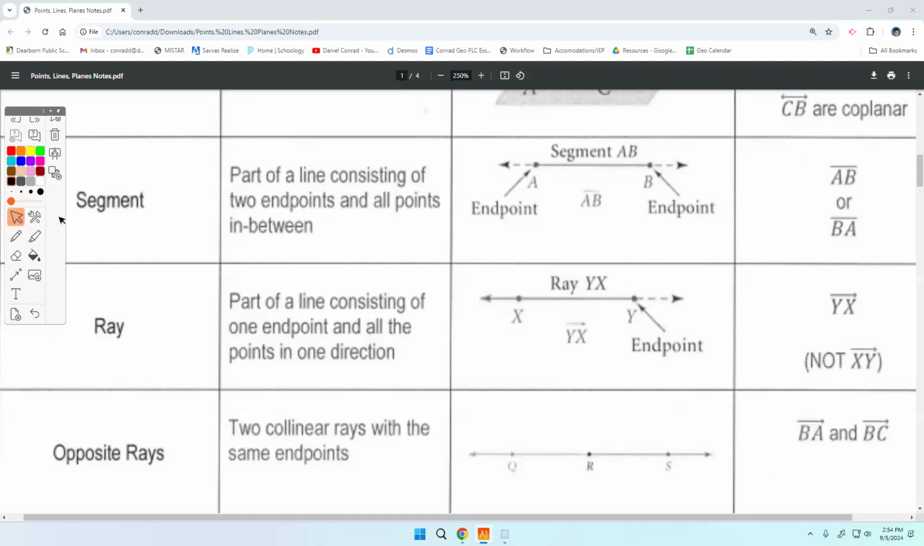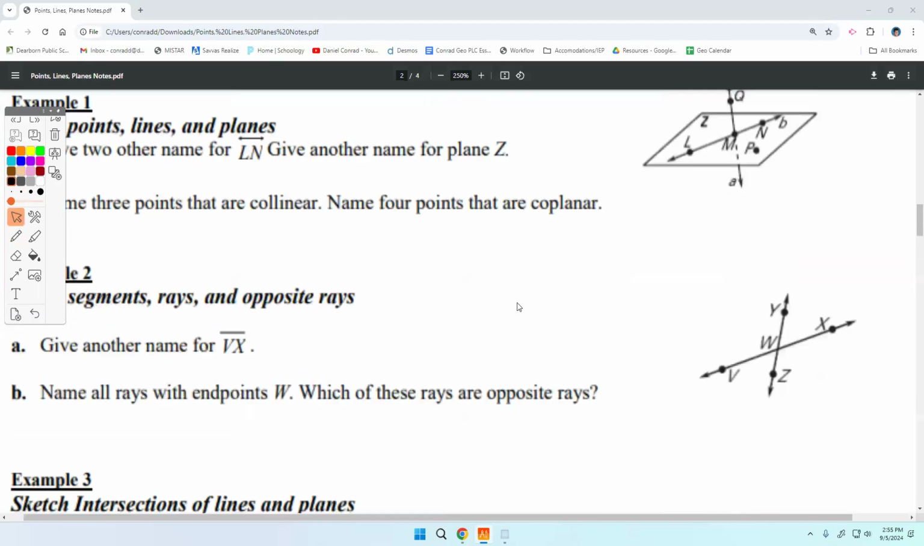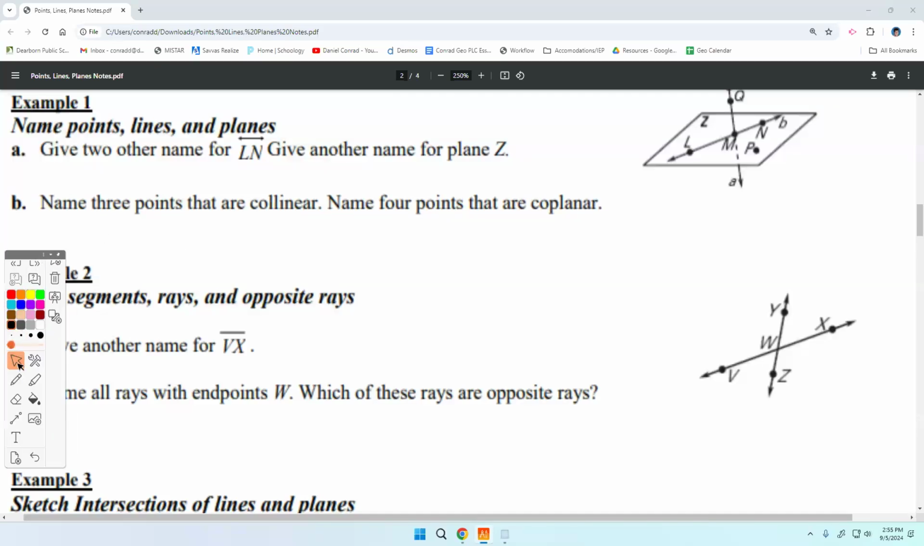All right, so let's look at some questions. So example 1 here. Give 2 other names for line LN. So line LN is this one. We can name it with the little letter B in the corner. B is not a point on the line. It's just a little label in the corner, so we can call it line B.